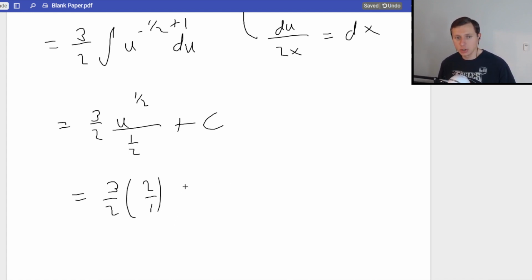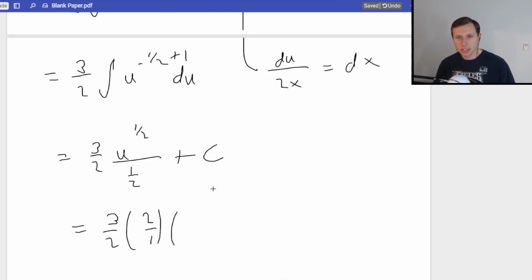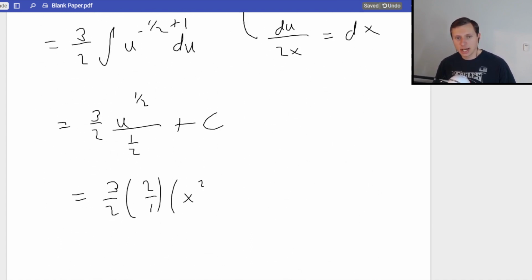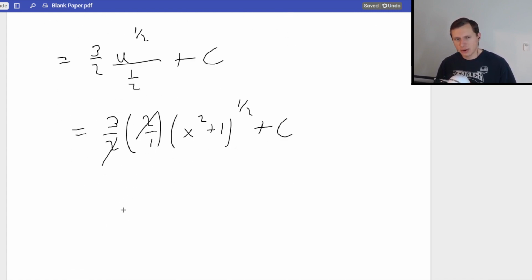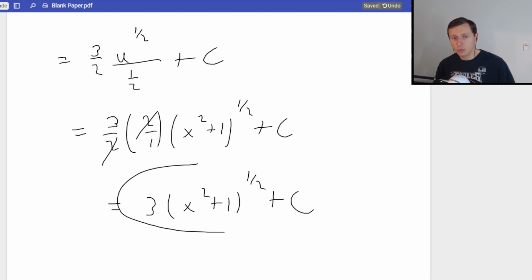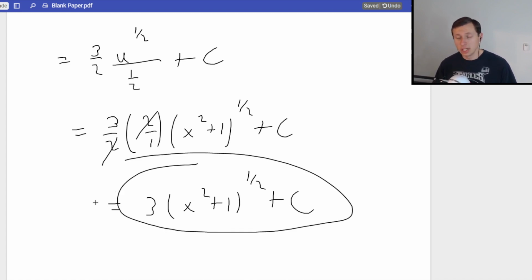Again, complex fractions can be rewritten by just taking the reciprocal. And then instead of u to the 1/2, what was my u again? u was x squared plus 1. So now it's x squared plus 1 to the 1/2 power plus c. We see these 2's are going to cancel. I'll get a final answer of 3 times the quantity x squared plus 1 to the 1/2 power plus c. And if you wanted to, you could also write x squared plus 1 to the 1/2 power as a square root. That would be correct as well. It doesn't matter. Both of these are correct. Any questions?